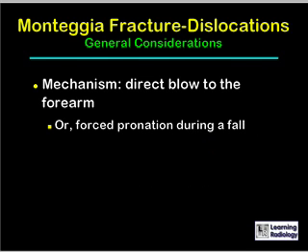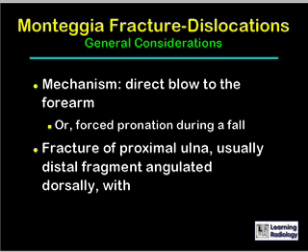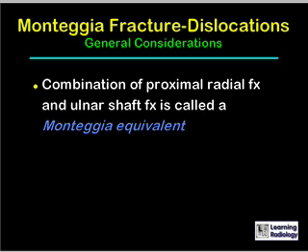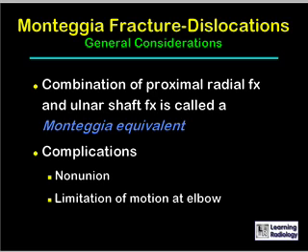The mechanism for a Monteggia fracture dislocation is usually a direct blow to the forearm or forced pronation during a fall. It is a fracture of the proximal ulna, usually with the distal fragment angulated dorsally, along with anterior dislocation of the radial head. This is the most common constellation of findings. The combination of a fracture of the proximal radius and ulnar shaft together, which we saw earlier in this podcast, has been called a Monteggia equivalent. Complications of Monteggia fracture dislocations include non-union and limitation of motion, especially at the elbow.